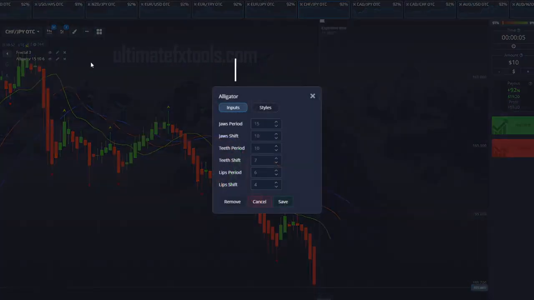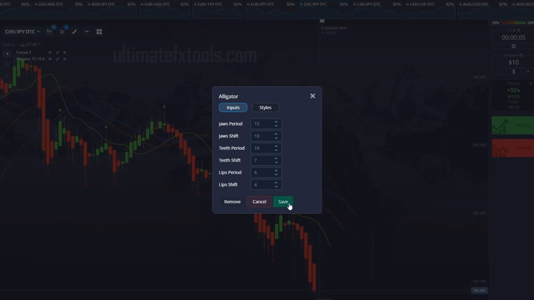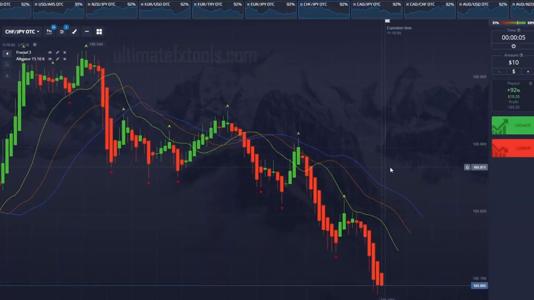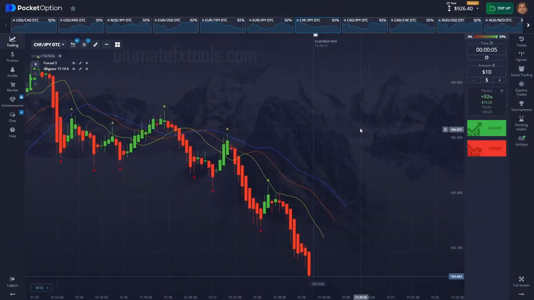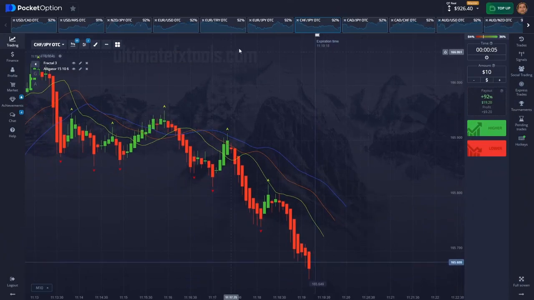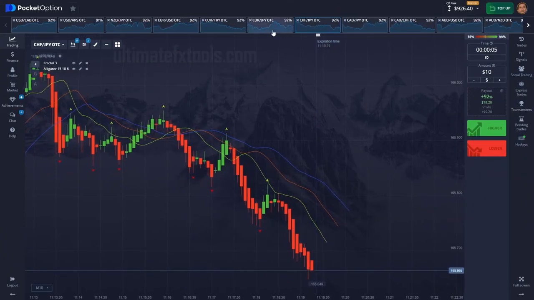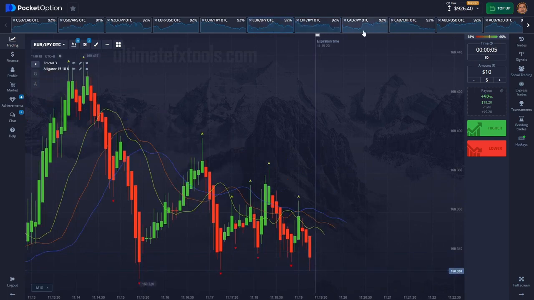Then let's set up our alligator with jaws period of 15, jaws shift of 10, teeth period of 10, teeth shift of 7, lips period of 6 and lips shift of 4. As we can see in the chart, we have already set up our indicators to be traded. Let's find reliable spots to trade.